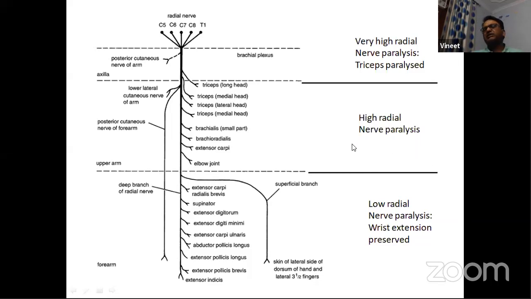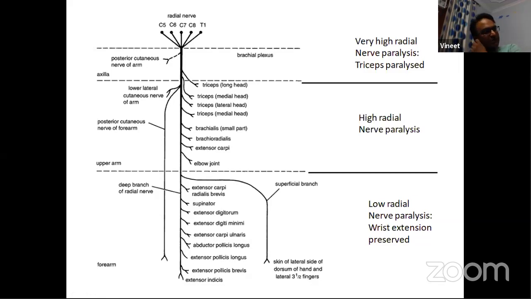High radial nerve paralysis will typically have a normal elbow extension, but they will have wrist drop and they will have paralysis of the finger extensors and the thumb extensors. Low radial nerve paralysis, as Dr. Dhal has already mentioned, the brachioradialis is considered an important muscle to delineate between high and low.